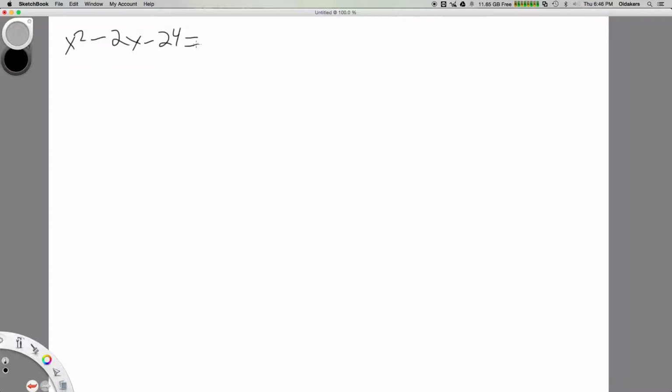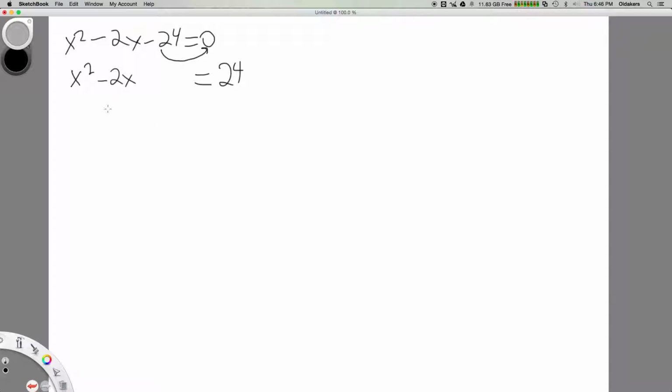In order to complete the square, the first thing that you're going to do is get the x squared and the x on the same side by itself. And the way that you're going to do that is whatever the c value is, you're just going to knock it over there. So it was negative 24. How do you get a negative 24 to the other side? Well, you add 24, so you now have that set equal to 24.